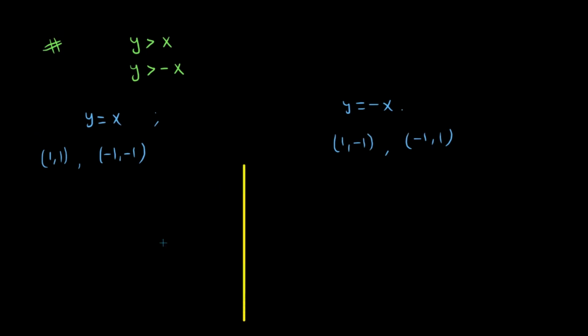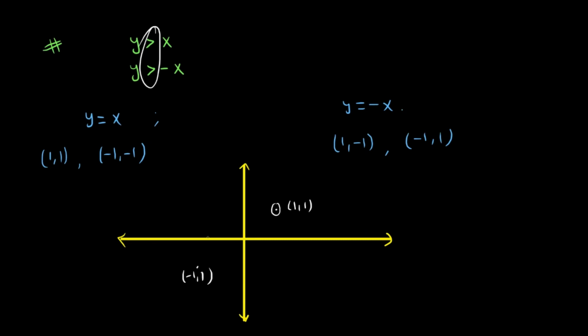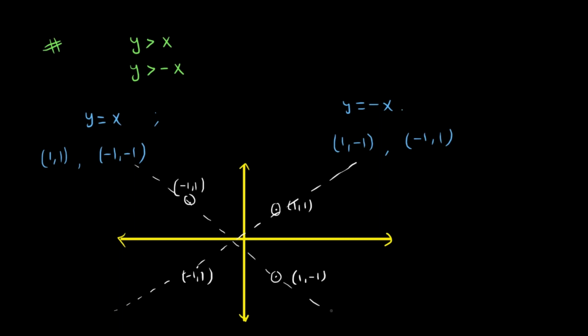Let me just draw the coordinate plane. 1 comma 1 is going to lie somewhere over here, and negative 1 comma negative 1 is going to lie somewhere over here, and definitely the lines are going to be dashed because that's greater than, not greater than or equal to. So this is how the first line is going to look, and the other line will be, this is negative 1 comma 1, and this will be 1 comma negative 1. So if you want to draw a line, this will be like this.